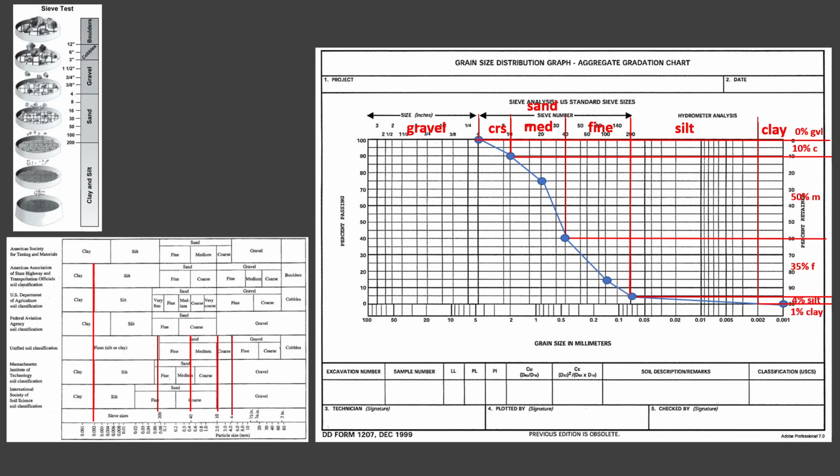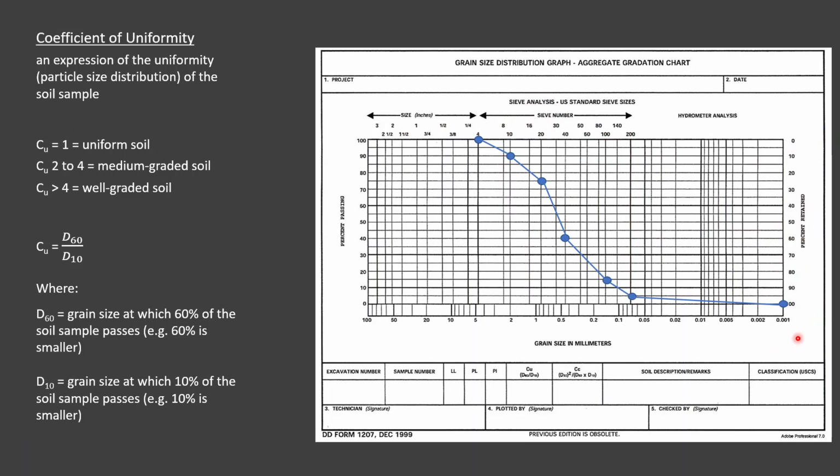Okay, so this type of analysis can become pretty handy when you're needing to identify the texture of your soil, right? And to go to something like the USDA soil classification triangle. The other important variable that we're going to try and deduce from our measurements is the coefficient of uniformity. It's an expression of the uniformity of the soil sample.